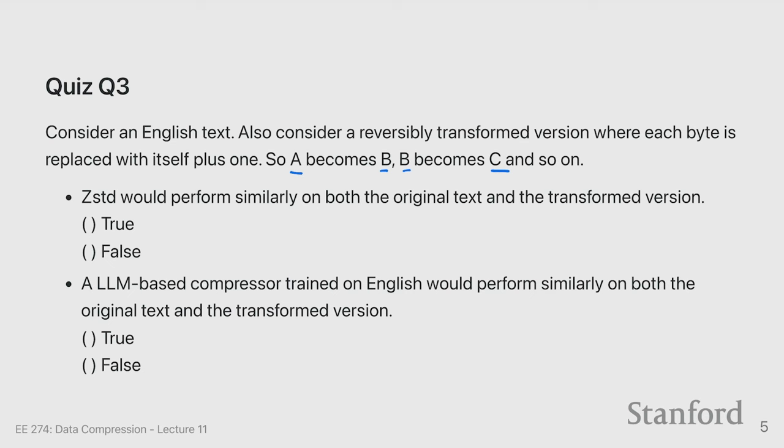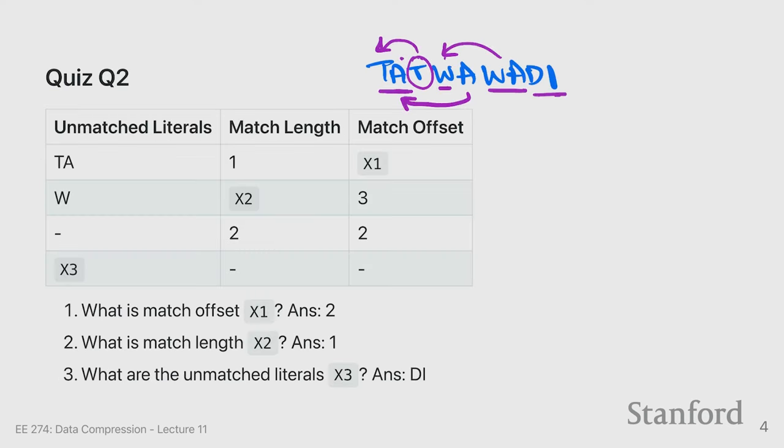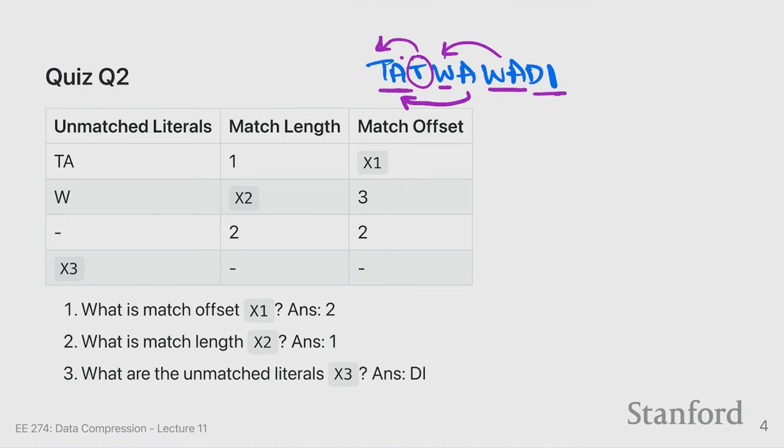Anyone? Yes. Exactly. This is what I want to hear with confidence, right? So ZSTD doesn't really care about the exact probability distribution. It's just looking for matches, and your matches will remain as is. Your literals will change. So if it was this example, your literals would have changed, but your performance would have remained the same, similar.